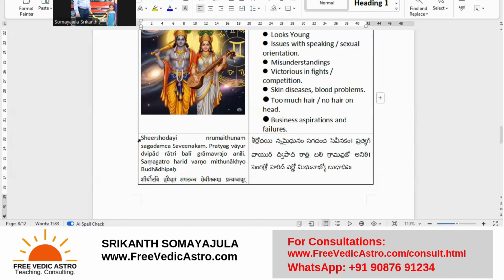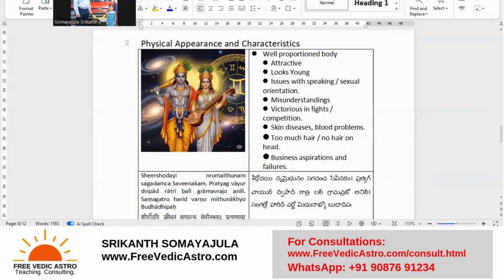Sagadam cha, that means the person has a weapon in his hand. You can see this depiction here. Sagadam, that means the person holds a mace here. Gada is a mace. Saveena, that means the lady is holding a veena, right? So it can mean Brahma and Saraswati. It can also mean Shiva and Parvati. It can also mean Vishnu and Lakshmi. You can call it by any name.